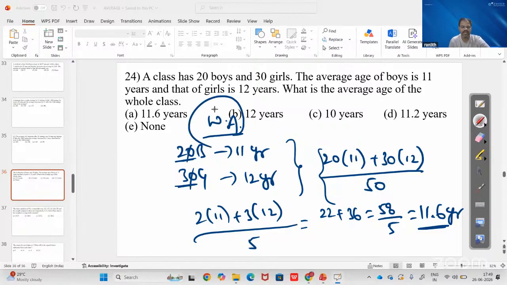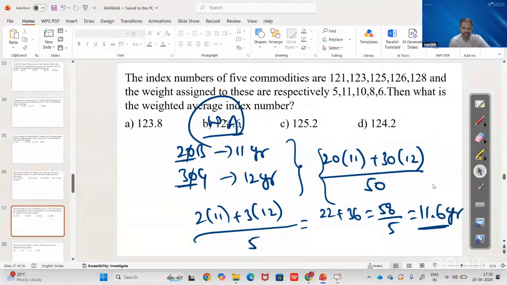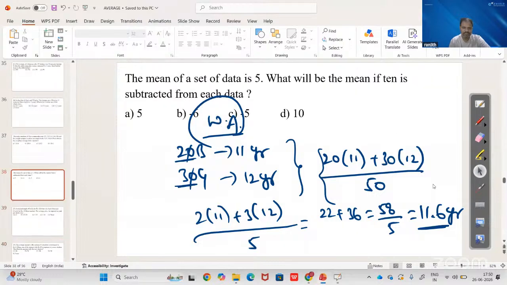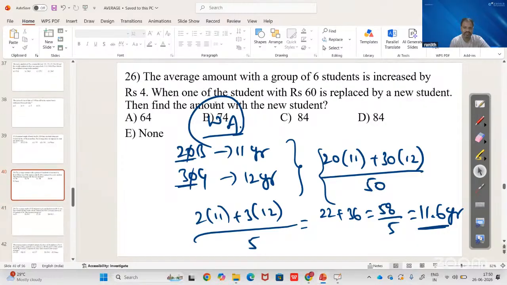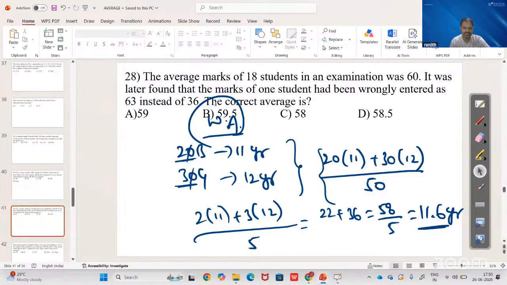So how much weight these number of students and also items carry. So ఎలా అయినా అడగొచ్చు ఇక్కడ. సో ఇక్కడ ఏంటి, a student bought 4 books equal to 120 rupees, 1 book equal to 150. ఇది కూడా మనకు weighted average కిందకే వస్తుంది అన్నమాట. Next, what is the answer for this one?